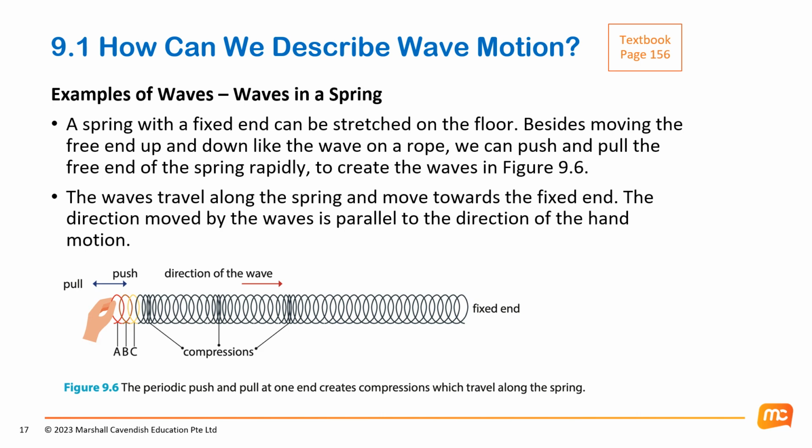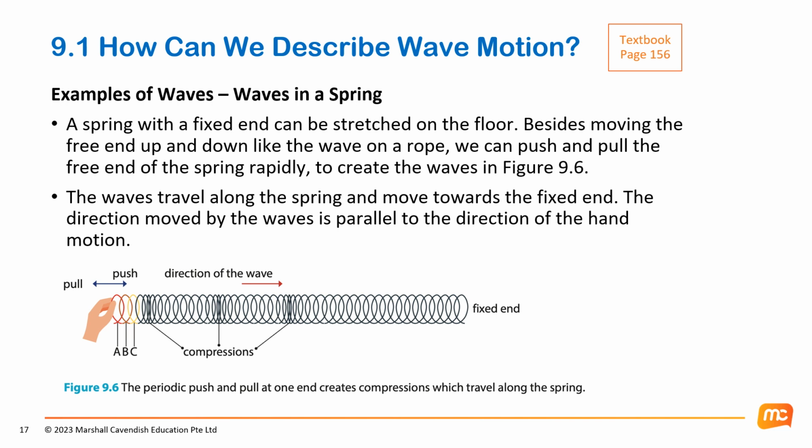So another type of wave is a wave in a spring. These are called longitudinal waves. You might be familiar with slinkies. This wave in a spring can be created, instead of moving the slinky like a rope up and down, by pushing or pulling the end of the slinky. When you do that, a different type of wave is formed.